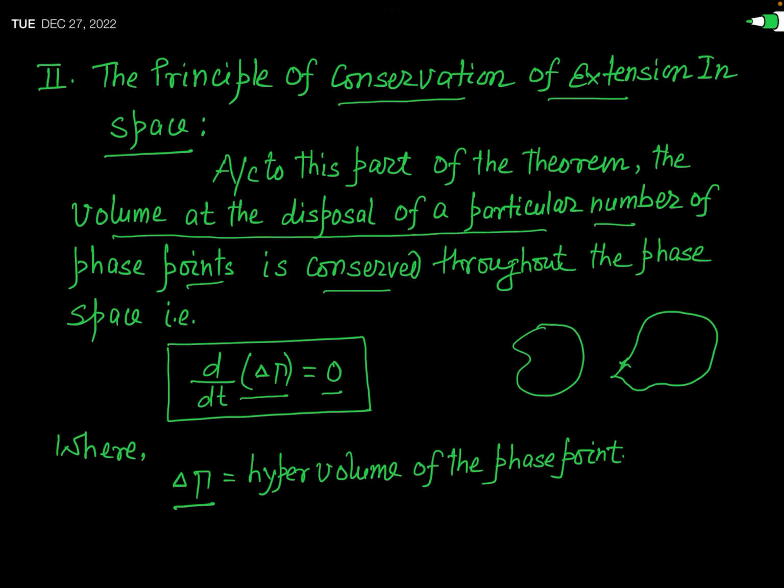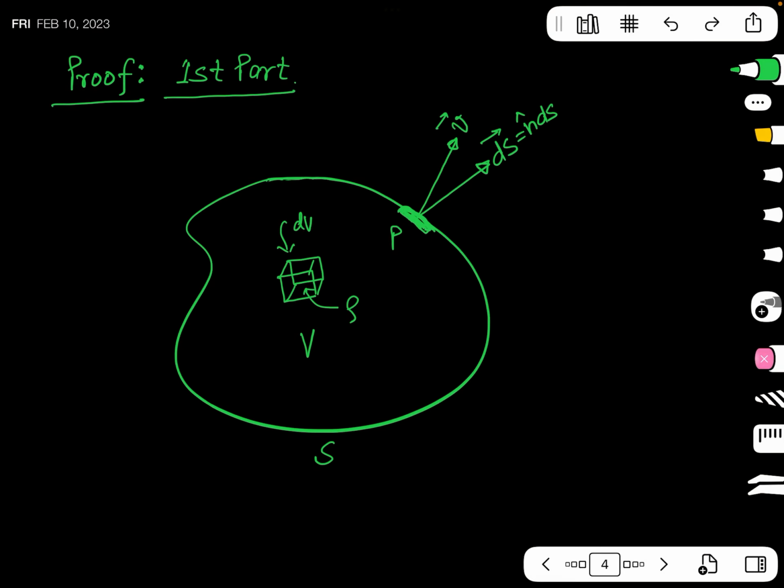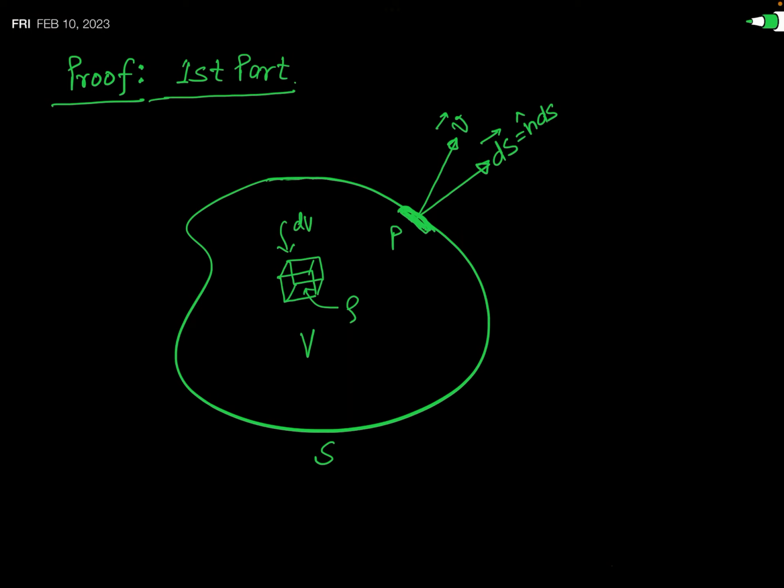So these are the two parts of Liouville's theorem. I hope you have understood what these two parts of Liouville's theorem are. Now one by one we will try to prove this theorem. Okay. So the proof of the first part of the theorem is somewhat lengthy, but the proof of the second part is very short, and you can understand these two proofs very easily. So let us first of all see the proof of the first part of this theorem.